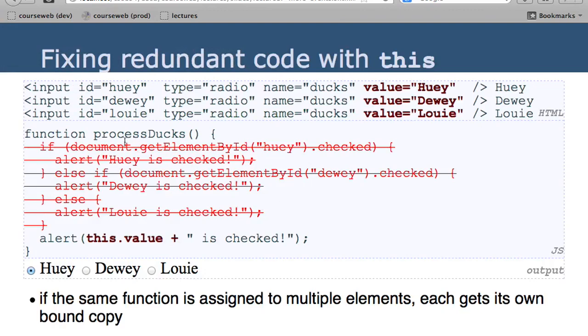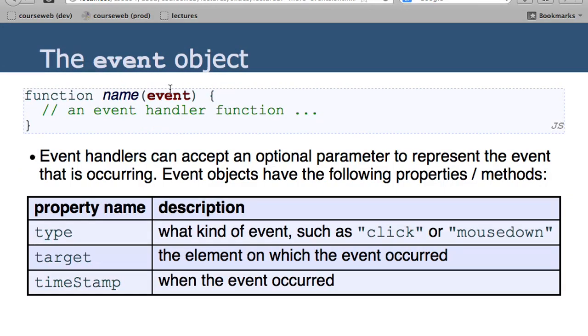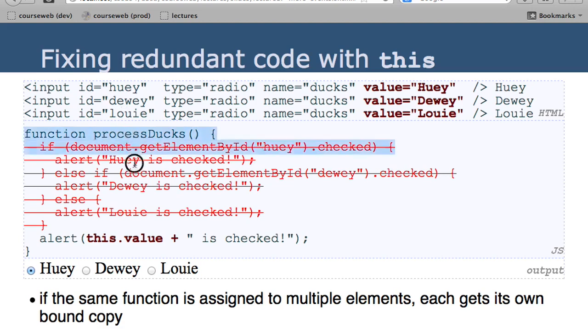So we're attaching this function to 3 different things. Each separate thing gets its own copy that gets attached to the radio button object. The event object. The event object is something that gets passed to an event handler function. We haven't been using this yet. We haven't been accepting this event handler yet. But so this is an event handler.